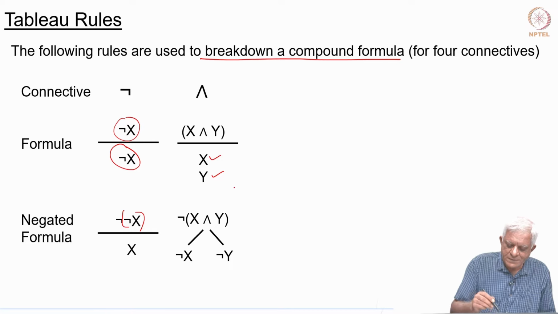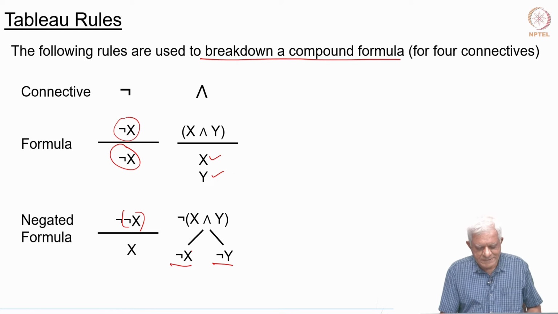We will call this a column essentially. On the other hand, if you want to show not of x and y, the rule for AND says that either not x must be present or not y must be present. In either case, that will be a model essentially.